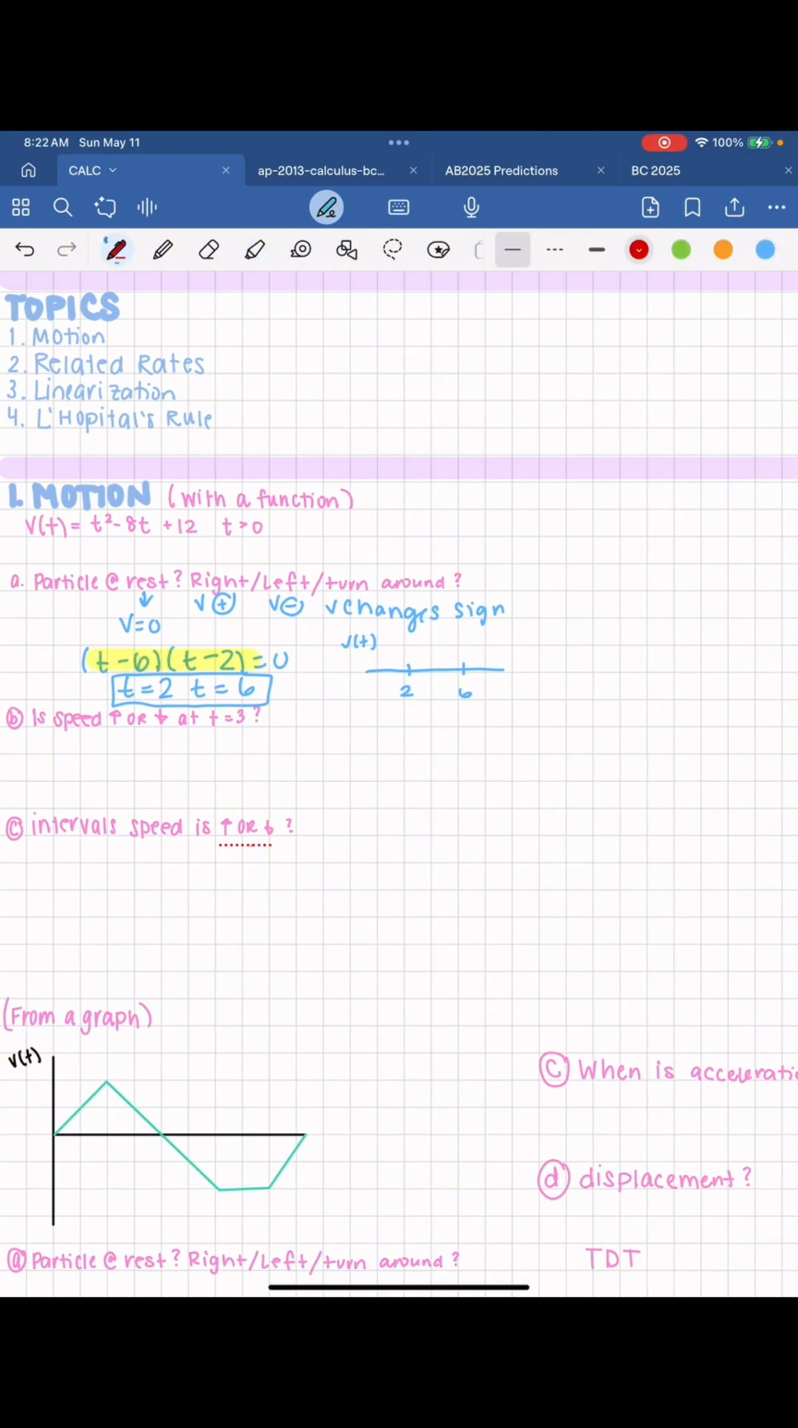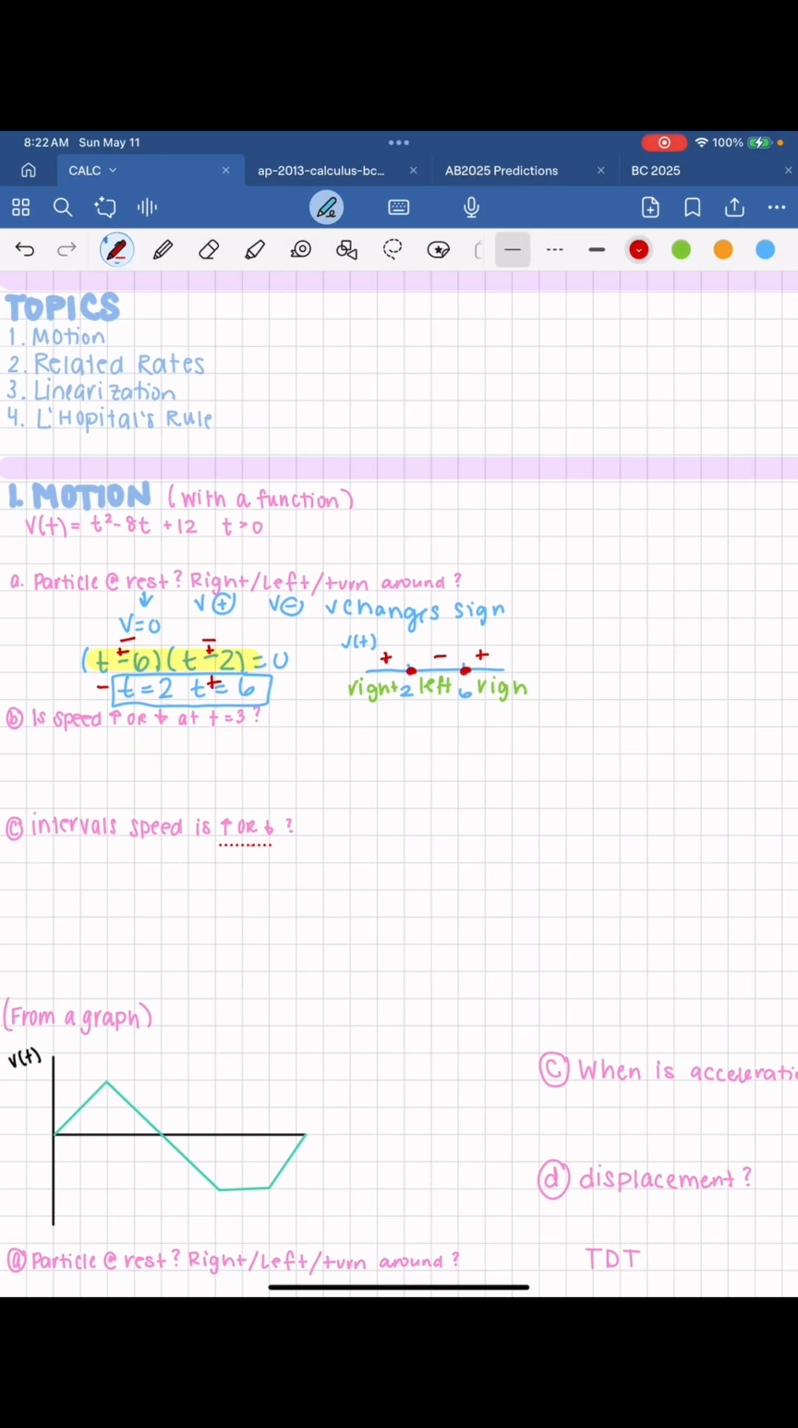So if I'm doing a number smaller than 2, like 0, this bubble is going to be negative. This is going to be negative, makes it positive. Let's do 3. If I do 3, negative, positive, negative. And let's do 7, positive, positive, positive. So we moved right, left, right. And we did, in fact, turn around here and here.